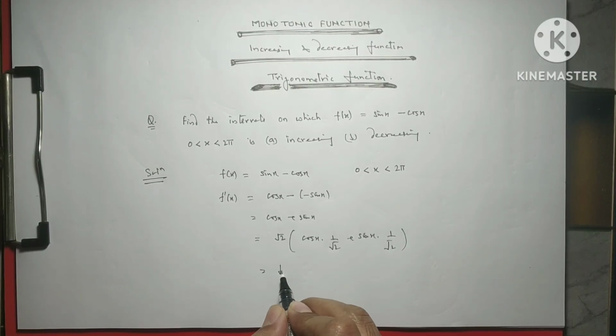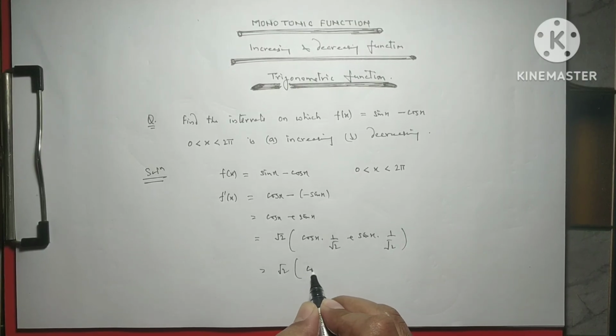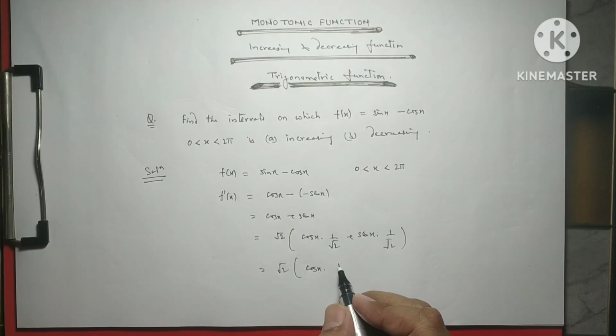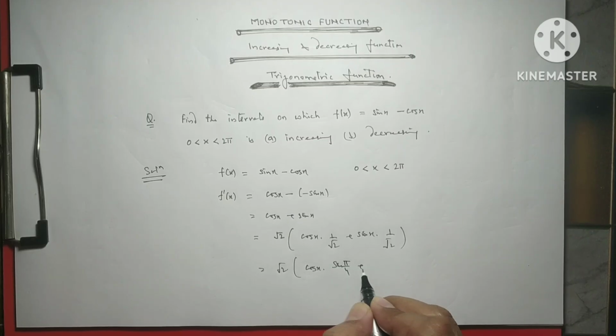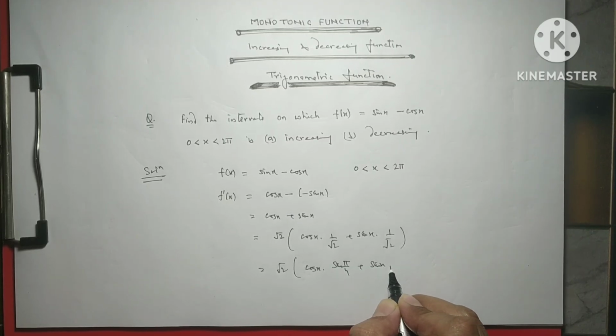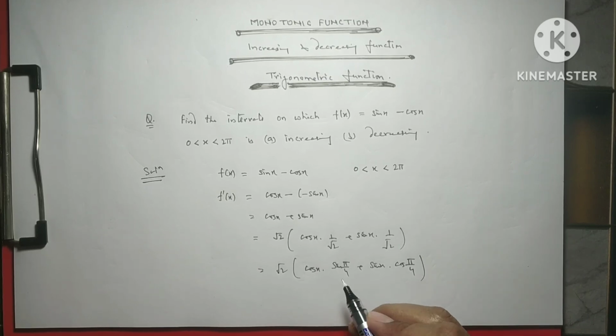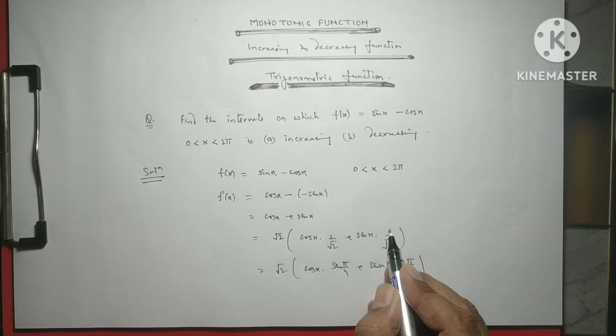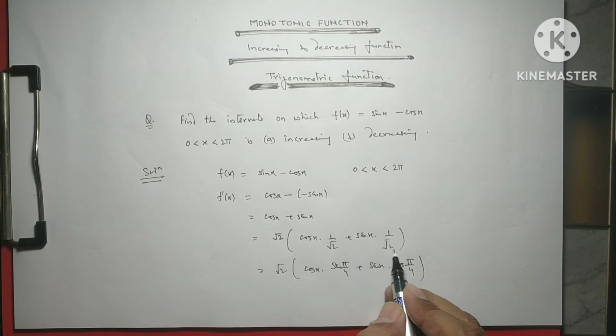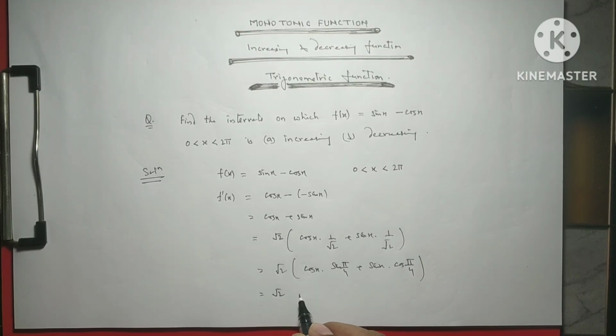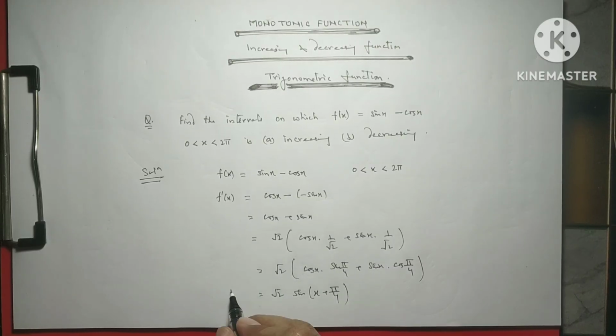And this becomes root 2 into cos x sin pi by 4 plus sin x cos pi by 4. Both the values sin pi by 4 and cos pi by 4 are 1 over root 2. So we will make the formula of sin (a plus b). So it is root 2 into sin (x plus pi by 4). So our first derivative is this.